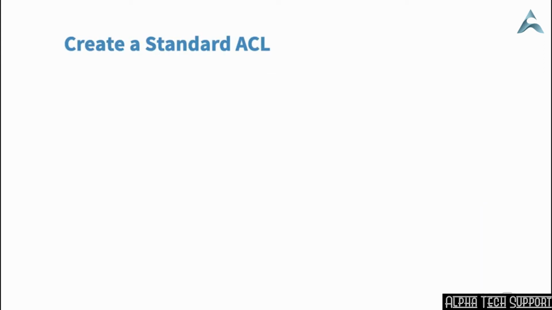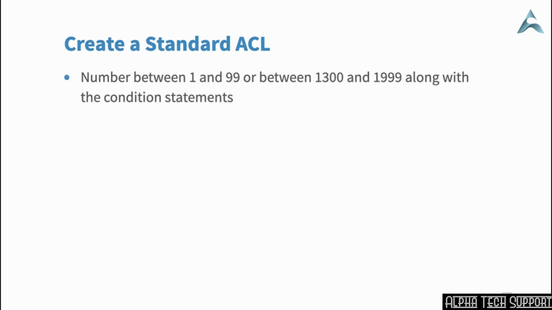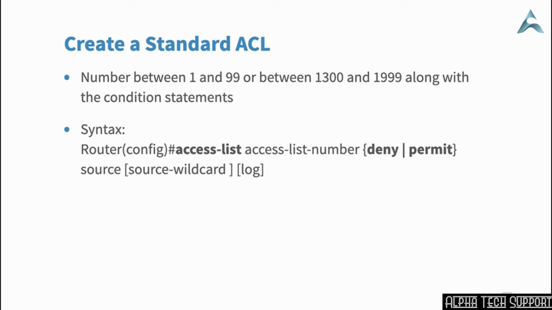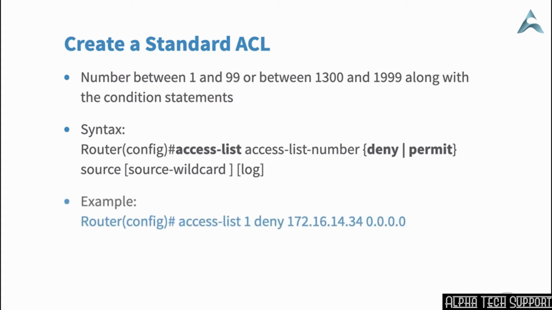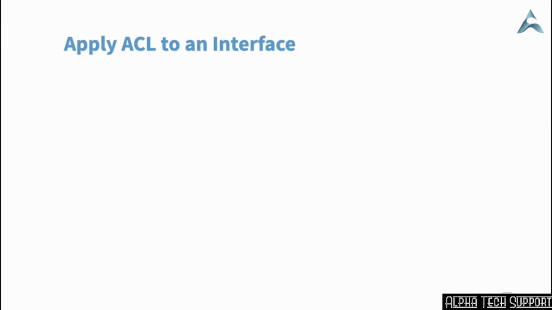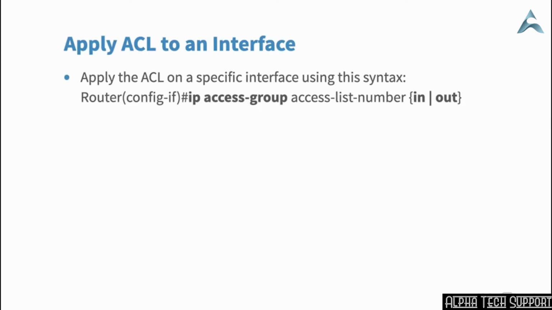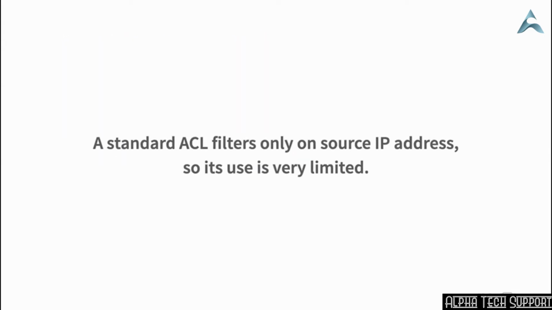To create a standard access control list, you first identify the access control list by applying a number between 1 to 99 or between 1300 and 1999. Then you enter the condition statements permit or deny so the device knows how to treat the packets that match the conditions. And here we see the syntax, and here we see an example. Then you'll need to apply the access control list to an interface using this syntax. And here is an example.